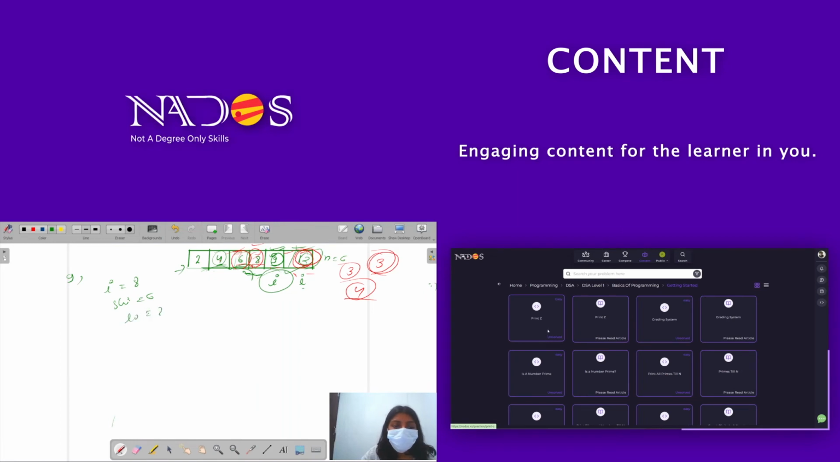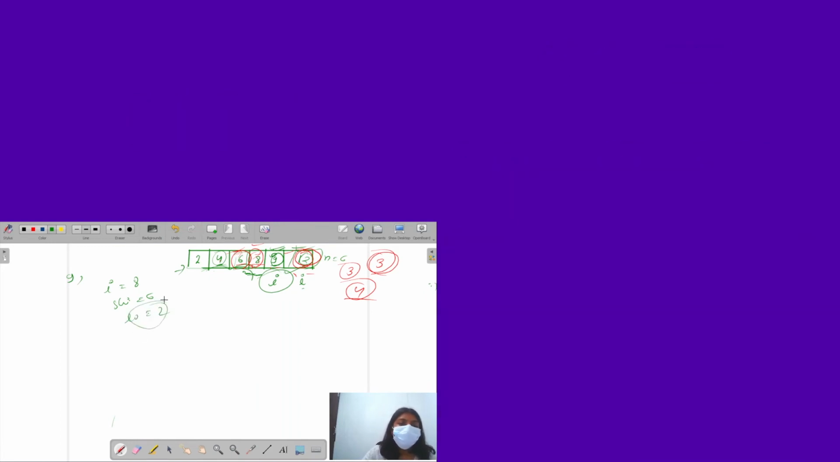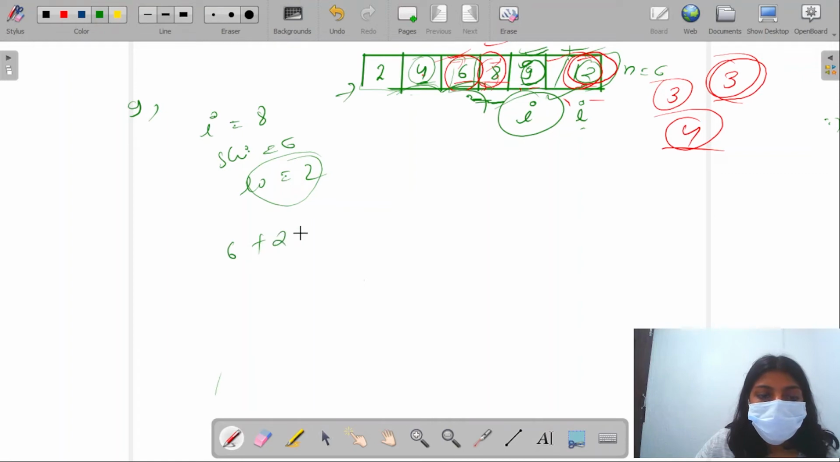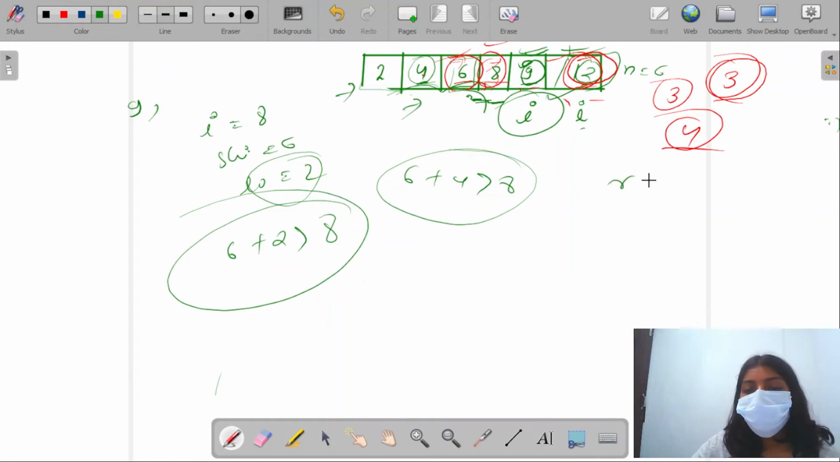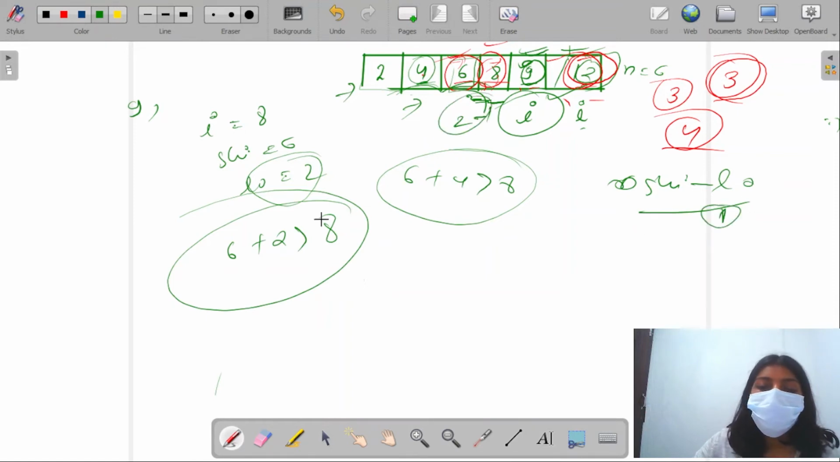So low is 2. Now we check if 6 plus 2 is greater than 8. It does not form a triangle, right? So I say, okay, let's increase my low. Is 6 plus 4 greater than 8? Yeah, it forms a triangle. Okay, so I again increase my count by r minus l, that is my second highest minus low. It means I can form how many triangles? This is index 2 minus 1. I can form only one triangle. Okay, so my count is increased to 5 now, right?